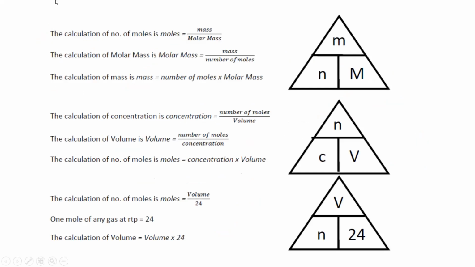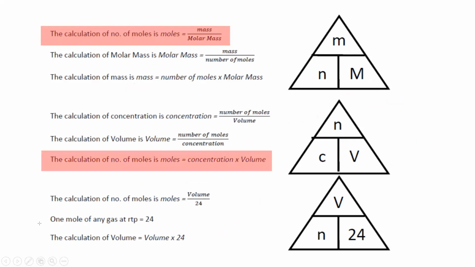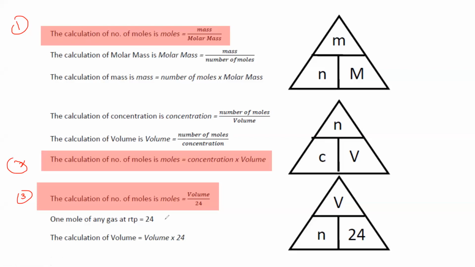So these are the three formulas of the moles. Moles equal mass in gram divided by molar mass. Moles equal concentration into volume, and moles equal volume of a gas divided by 24. So first, second, and the third formula. Anyone having a doubt related to the topic today? So today we discussed how to find the moles by using a ratio or a formula.